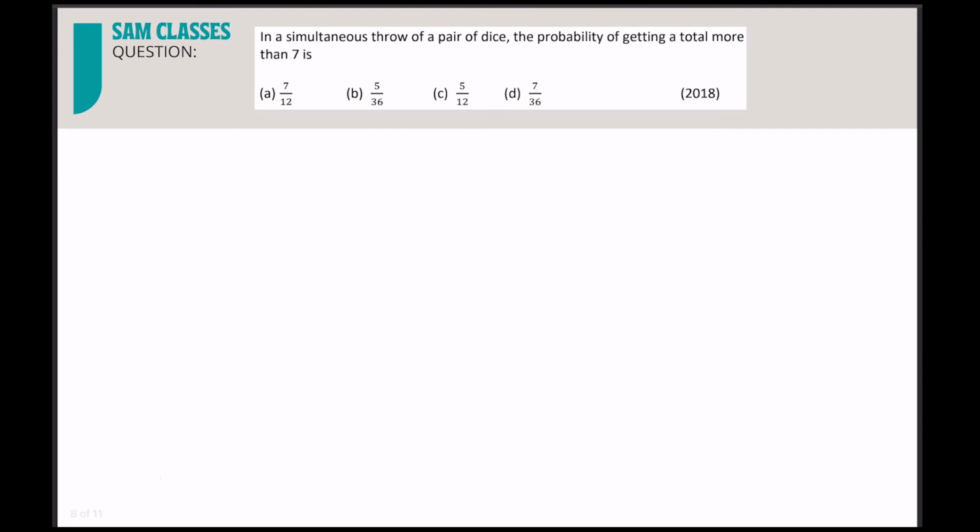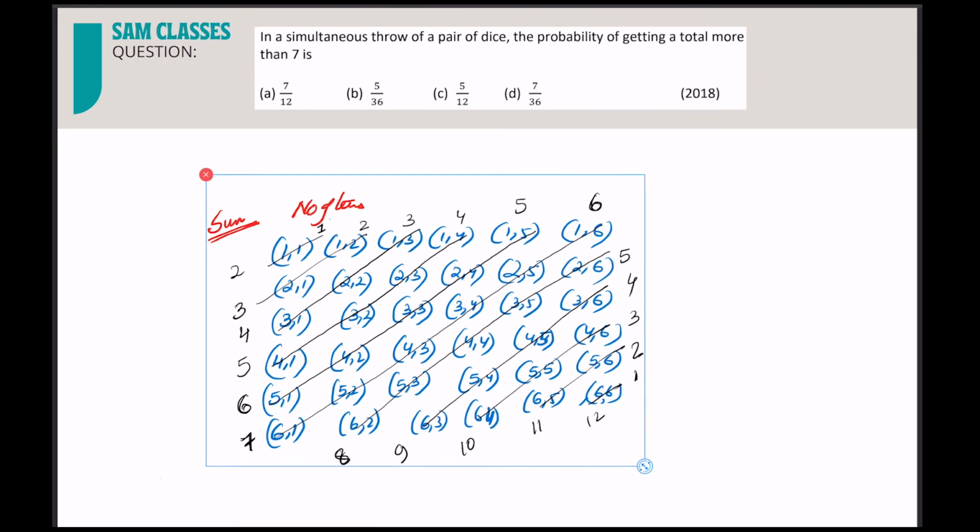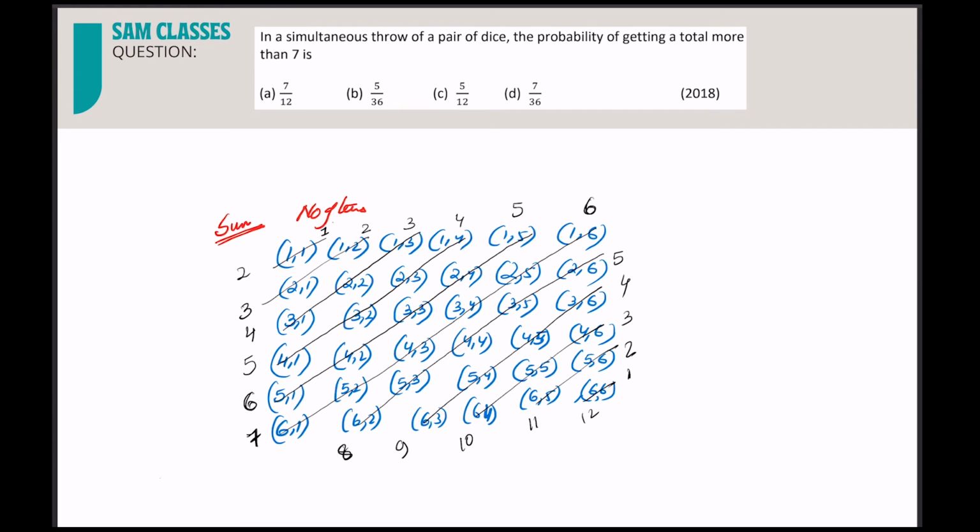In a simultaneous throw of a pair of dice, what is the probability of getting a total of more than 7? This is from 2018, and again the same question repeats. So, total more than 7.